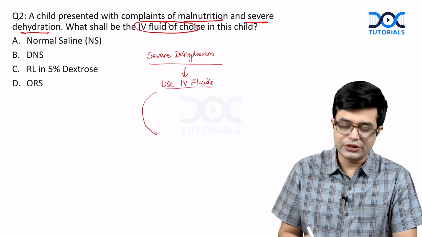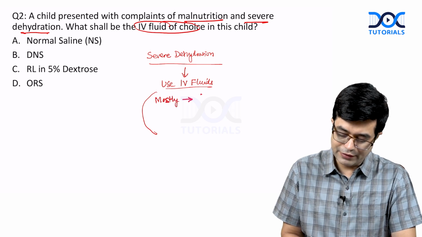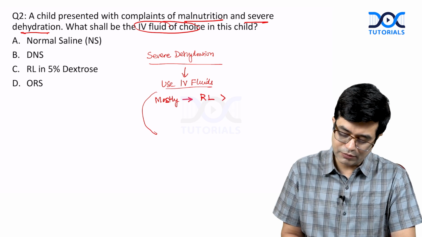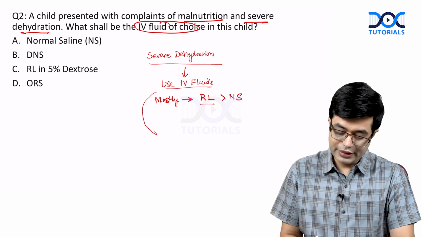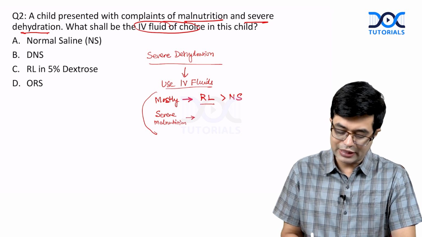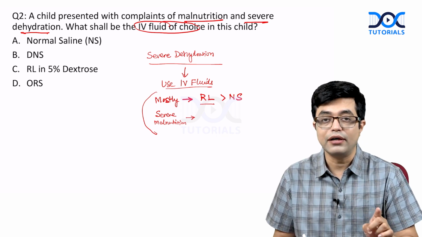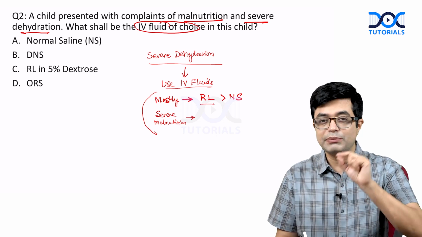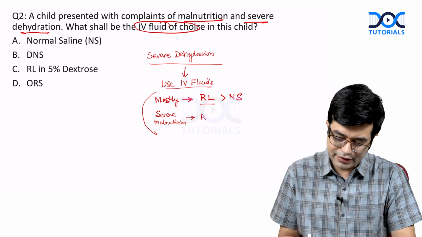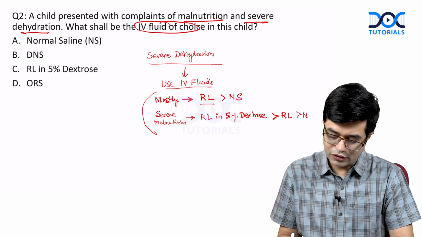Now, which IV fluid to use, that is important. In most of these scenarios, if nothing else is mentioned, the favored fluid for these children is ringer lactate followed by normal saline, right? However, if the question says severe malnutrition or a kwashiorkor or marasmic child and you need to use IV fluids, these children also have chances of hypoglycemia. Hypoglycemia is a complication, and so a specialized fluid is used, what you call ringer lactate in 5% dextrose. That is the best fluid. If that is not possible, then you will go for ringer lactate followed by normal saline.